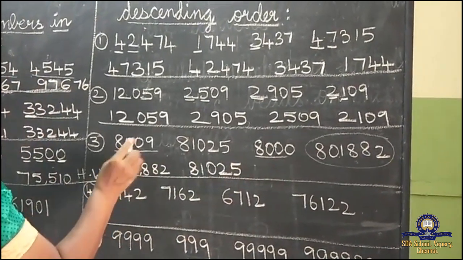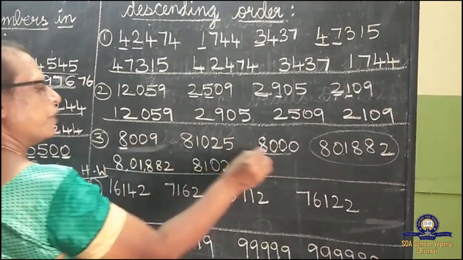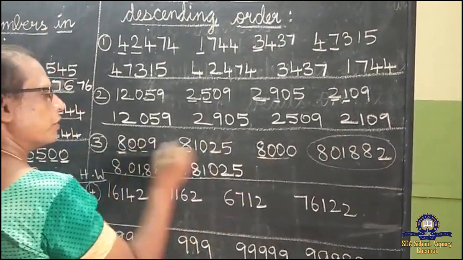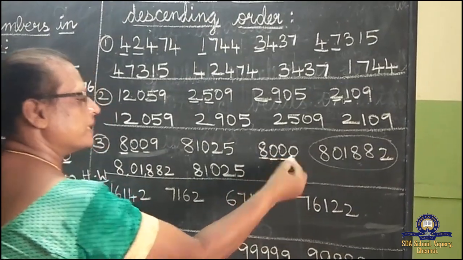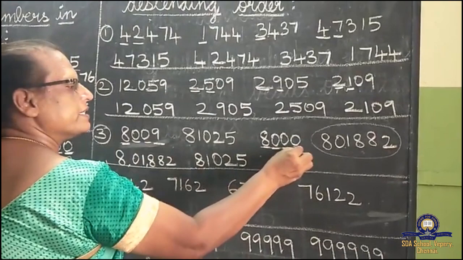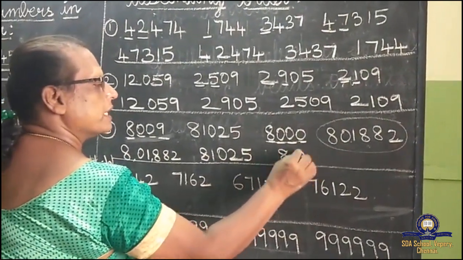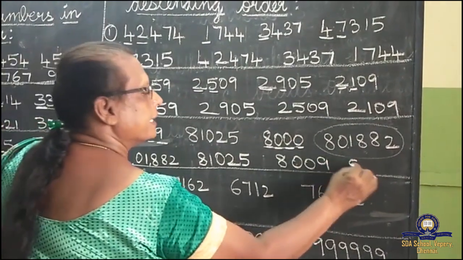81,025. And then see here, when you compare this 4 digit number, here the same number 8, 0, 0. Here also hundreds place 0, tens place 0. But in ones place, can you see? Here 9 and here 0. So what you have to do, children? You have to write 8009 and then 8000.